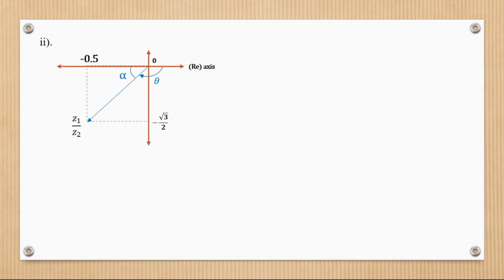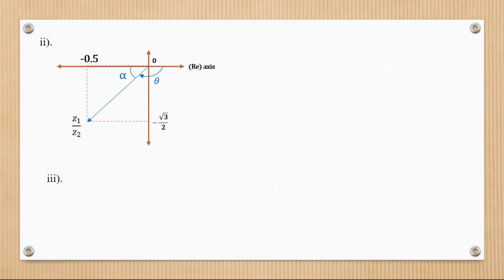Alright, so next we're asked to represent this on an Argand diagram. So this is what we have. So as you can see, we have a negative a half and a negative root 3 over 2 i. So that means we're dealing with the third quadrant where we have a negative real and a negative imaginary. So that's where we're going to place it. So we're going to end up with something like that. So that's how it will look on our Argand diagram.